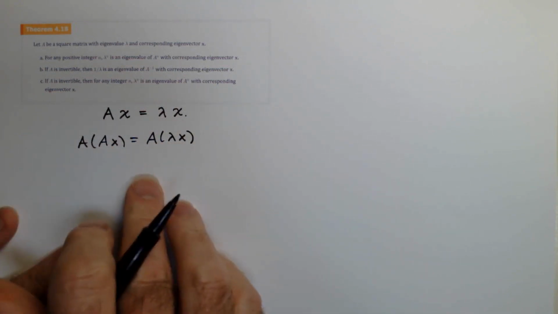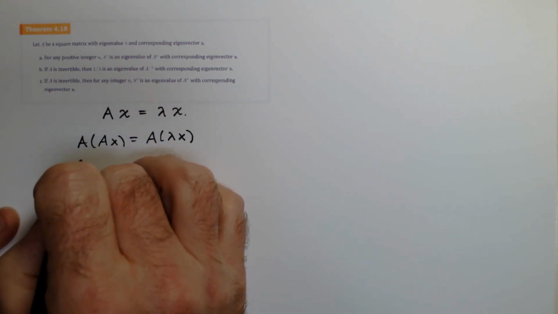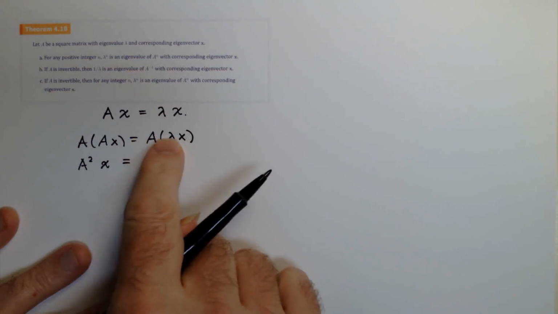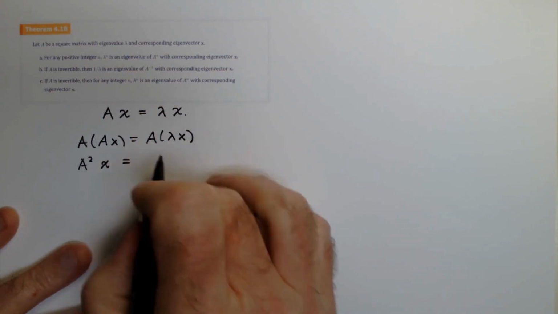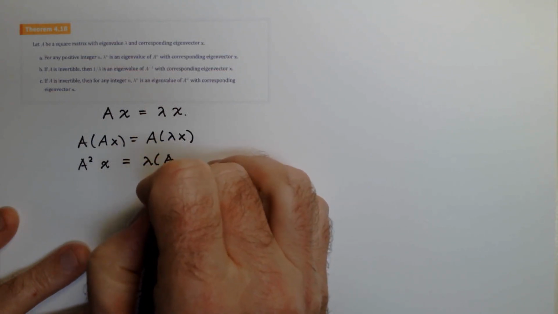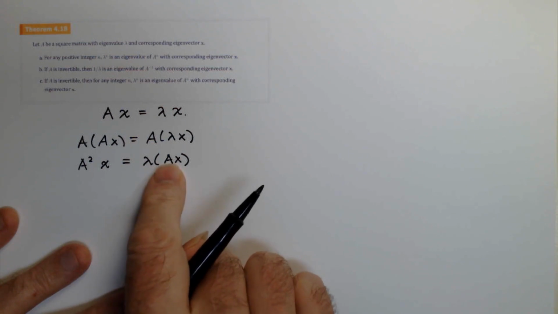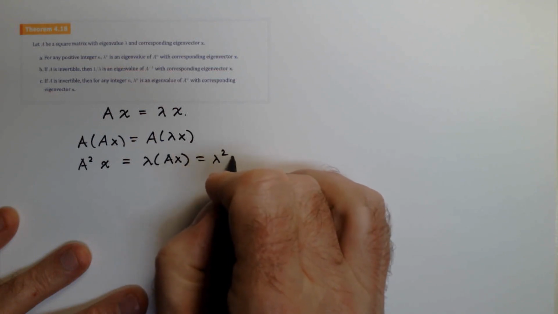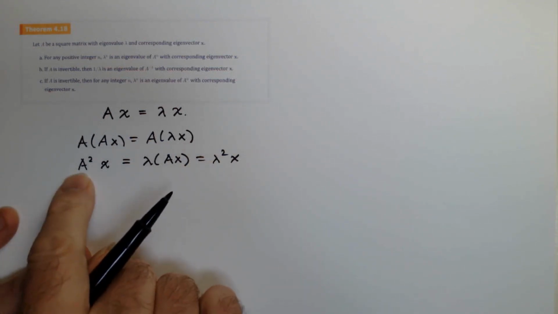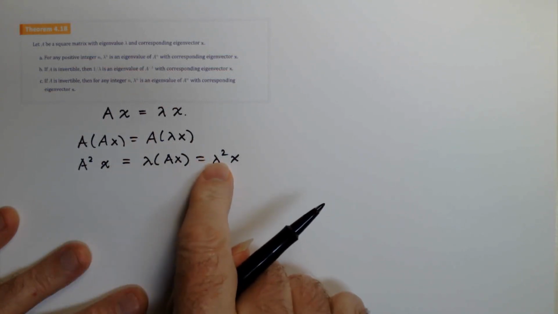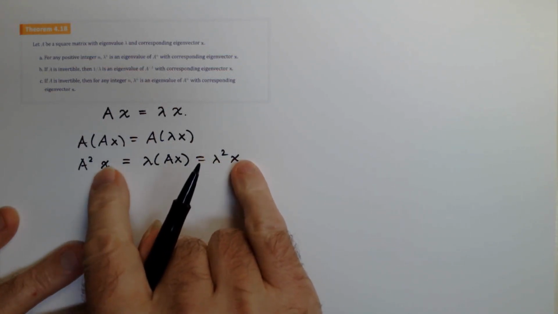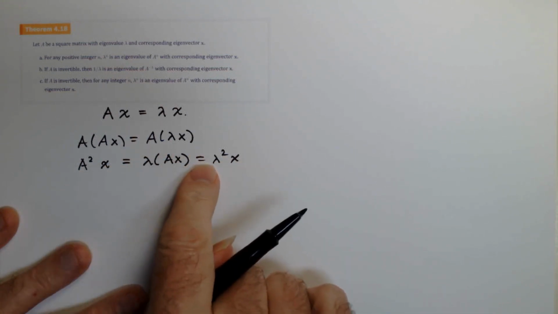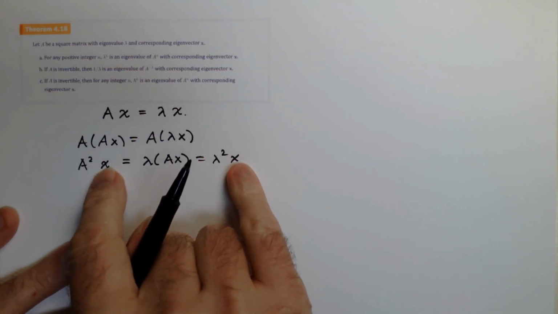Now on this side, I can use associativity and write this as A squared applied to x. On this side, I can use linearity of this transformation. I can pull the lambda through and think of this as lambda applied to Ax. But Ax is just lambda times x, and so this is simply lambda squared times x. So A squared applied to the eigenvector x is lambda squared applied to x. That says that x is an eigenvector for the eigenvalue lambda squared. So A squared has lambda squared as an eigenvalue with corresponding eigenvector x.